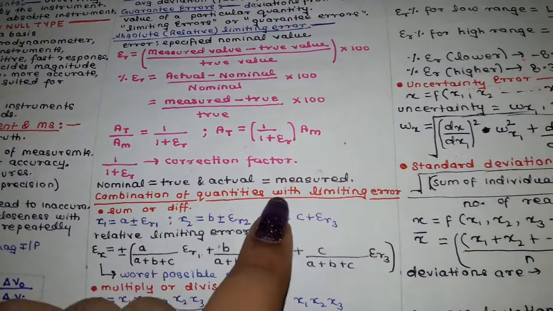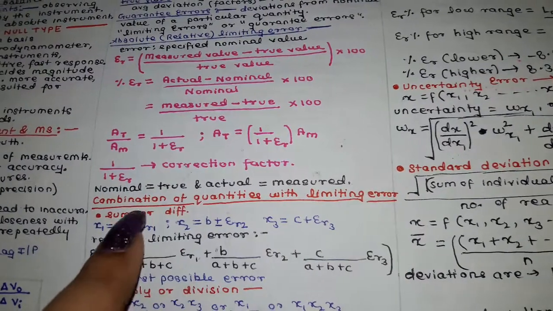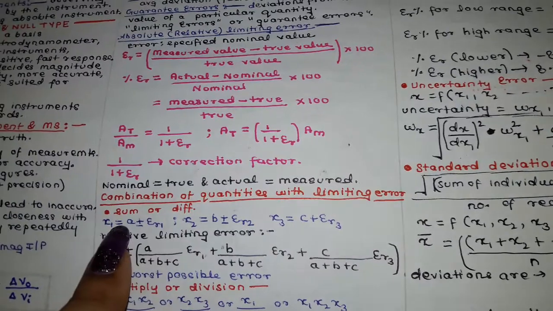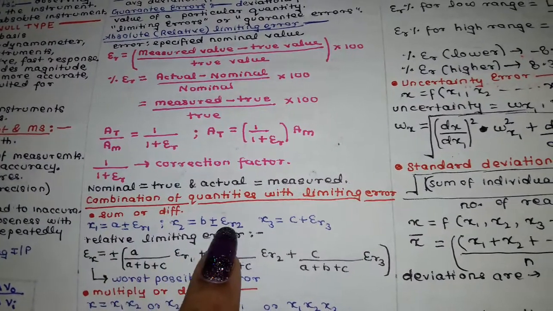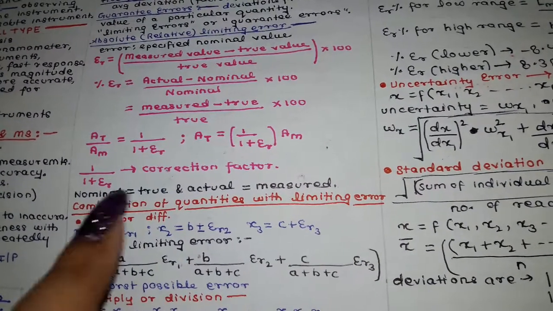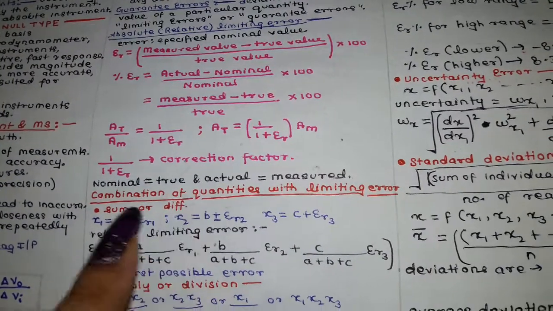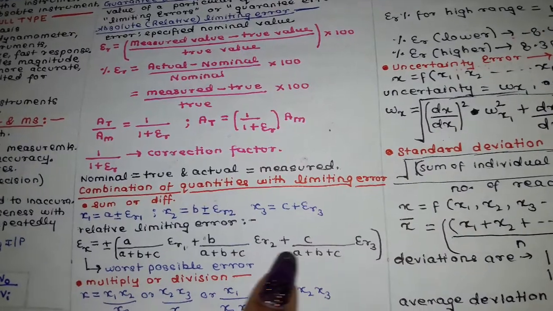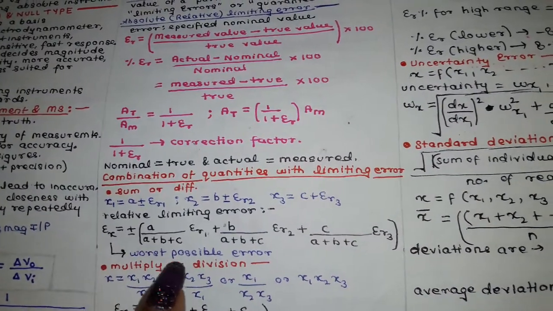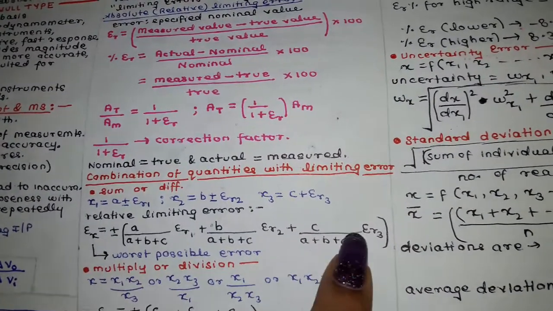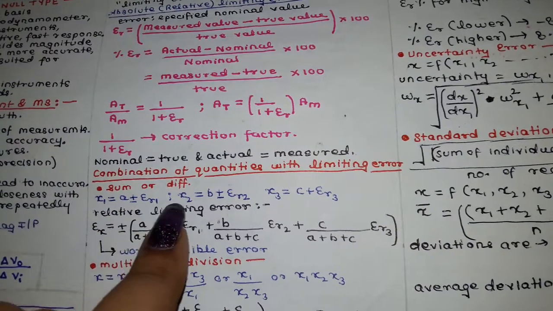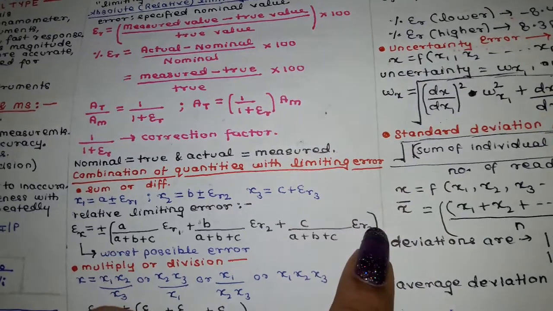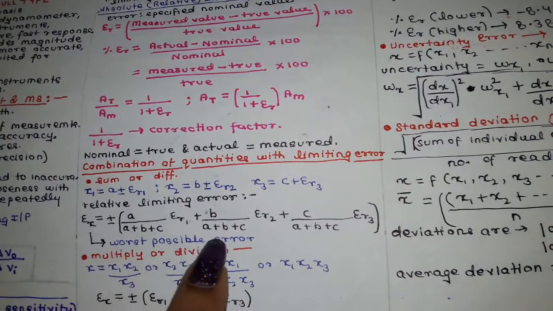Then we have the combination of quantities with limiting errors. If you have a certain number of data, like this is a data, this is a data, this is your data with certain error, what we want to do is sum or difference. Then we can add them or subtract them like so, and this here is the worst possible error. This is your format. If you are given these data with their respective errors, you can add or subtract them in such a fashion. This is your worst possible error.